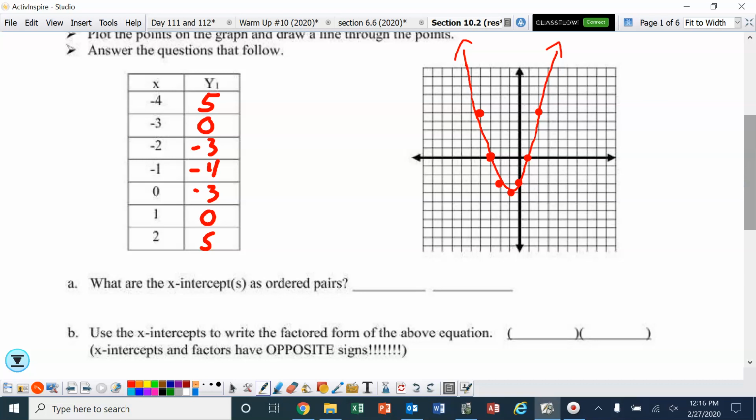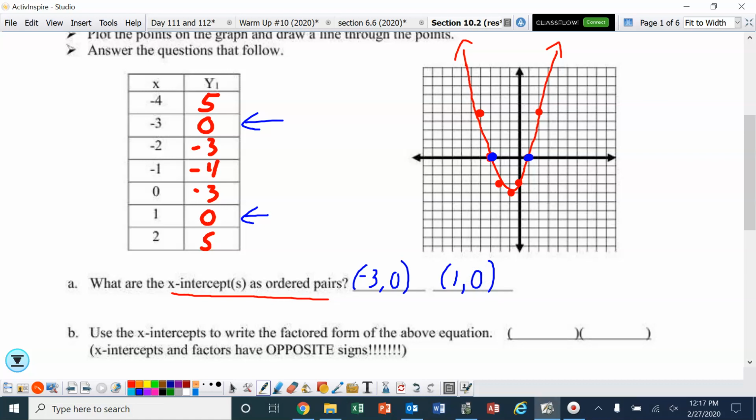So the first question is, what are the x-intercepts? Write them as ordered pairs. Well, the x-intercepts, there's one, and there's the other. So looks like it's this one and this one. So the x-intercepts are -3, 0 and 1, 0. All right, what else do we have?